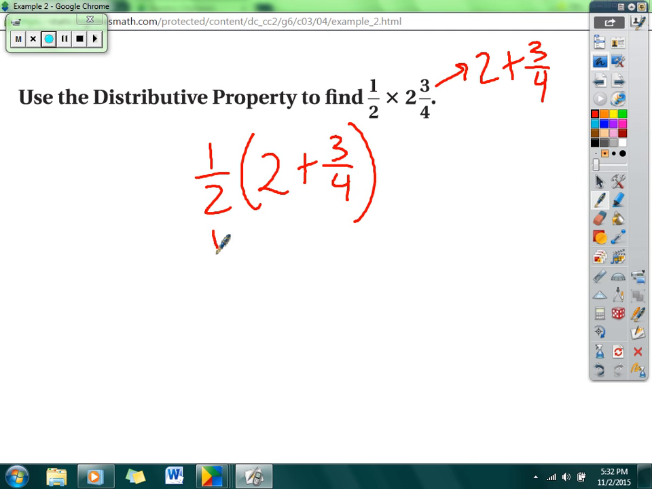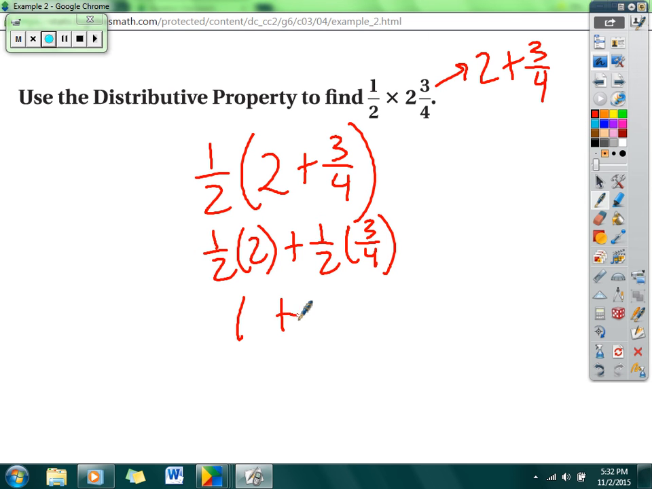1/2 times 2, which you can definitely do in your head, and 1/2 times 3/4. Half of 2 is 1, and half of 3/4 is 3/8. So 1 plus 3/8 is 1 and 3/8. It's a nice quick way without having to switch your numbers into improper fractions. At this time, I'd like you to do the on your own problems at the bottom of the page to get a little bit more practice on this.